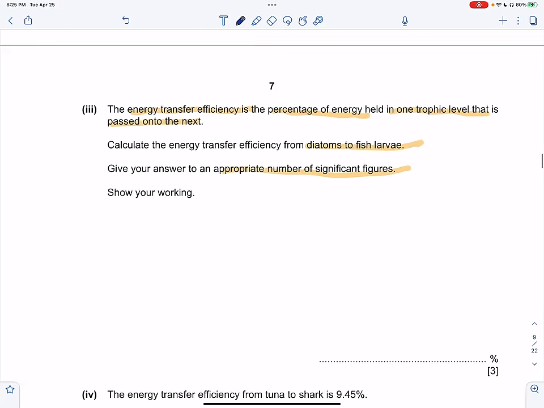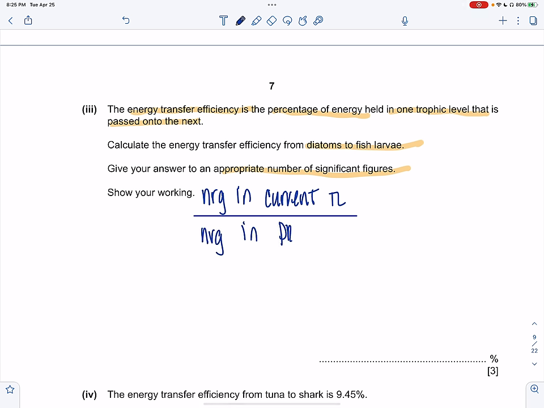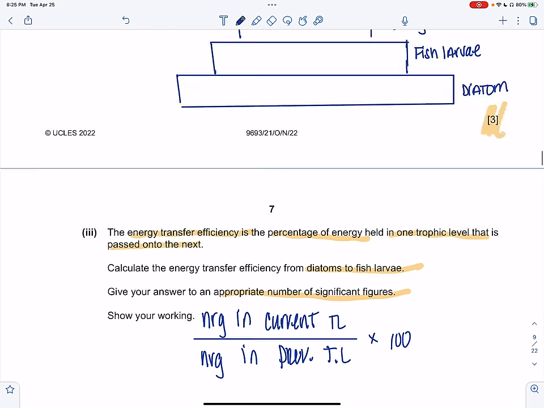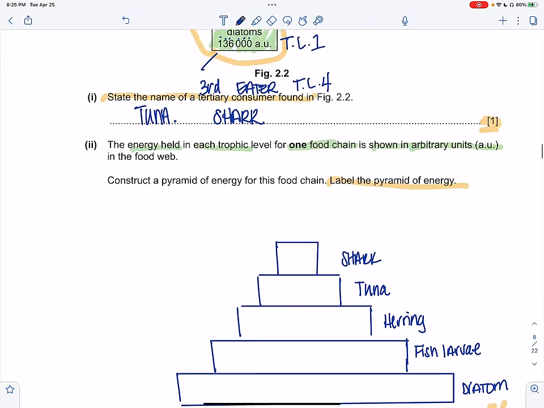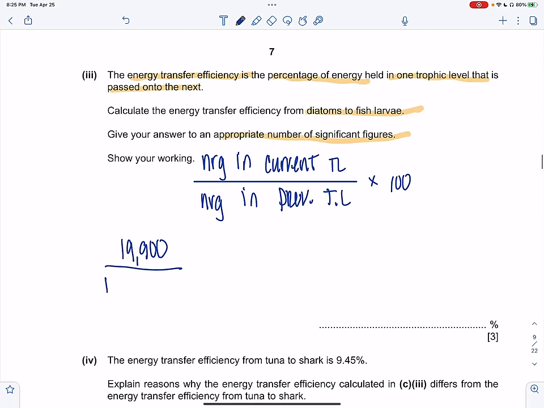So we're going to do energy in current trophic level divided by energy in previous trophic level times 100 to get a percent. We're doing what fish larvae has, 19, divided by 136. If they were real units, they would cancel. Times it by 100.